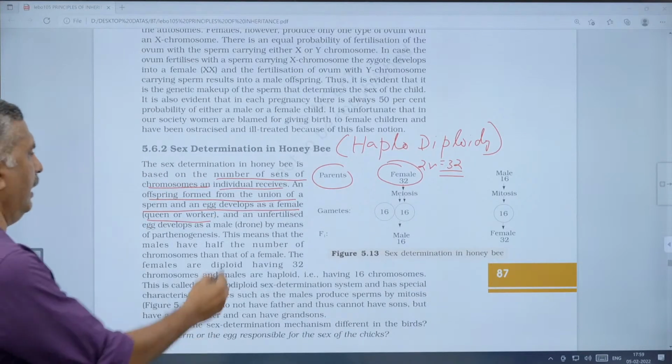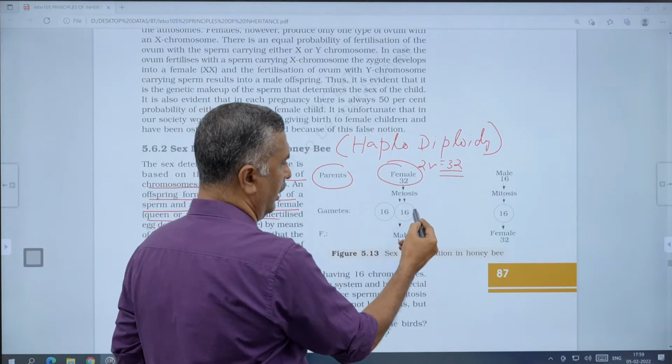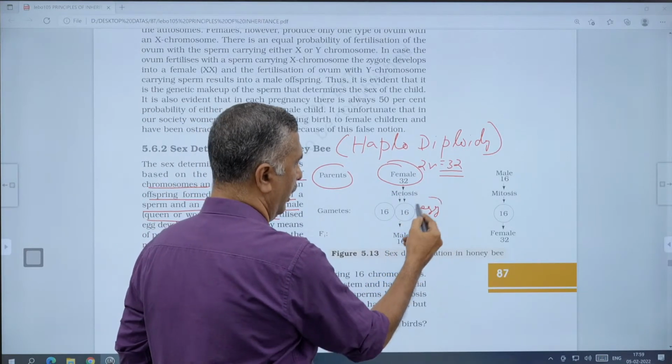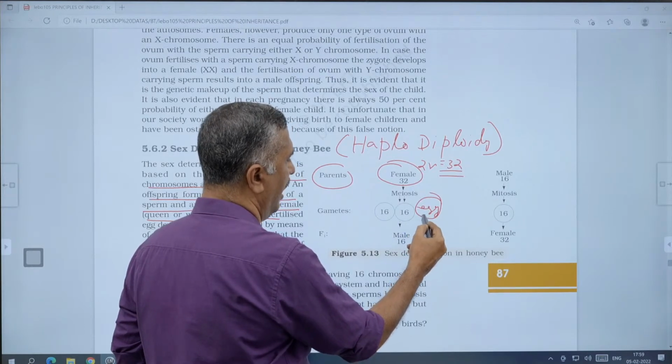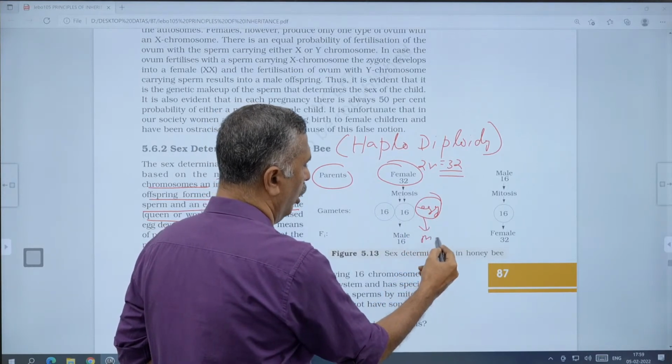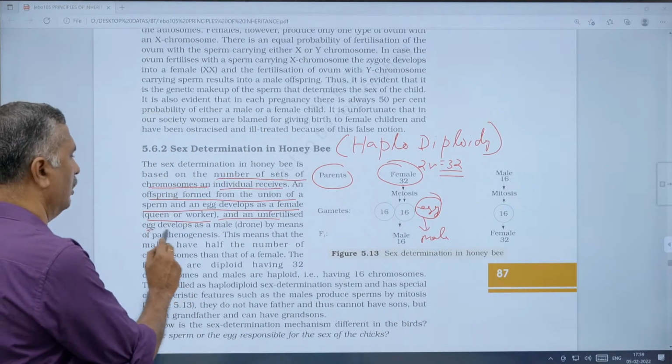Okay. And an unfertilized egg, the egg produced by the female, does not undergo fertilization. The unfertilized egg develops into a male. Unfertilized egg develops into male. Develops as a male.